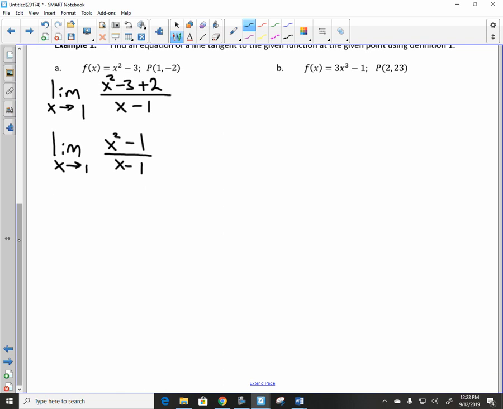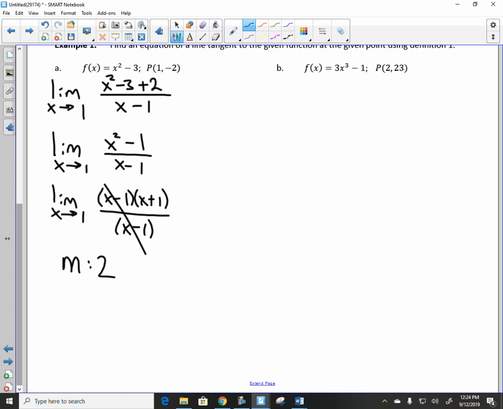Notice what happens if you plug 1 in. You get 0 over 0, right? We do not know that value. It's indeterminate. So therefore we remove the discontinuity. How do you remove this discontinuity? Factor: x minus 1, x plus 1 over x minus 1. I can now plug in the x value that I'm approaching. And what do you get? Slope is 2.